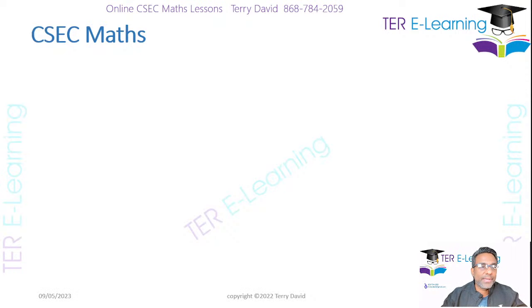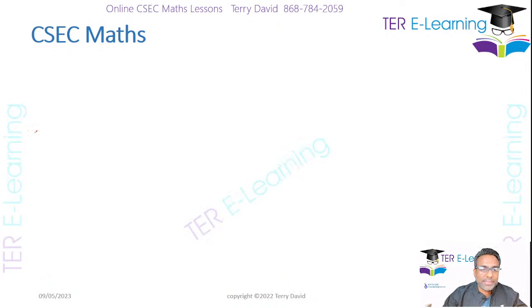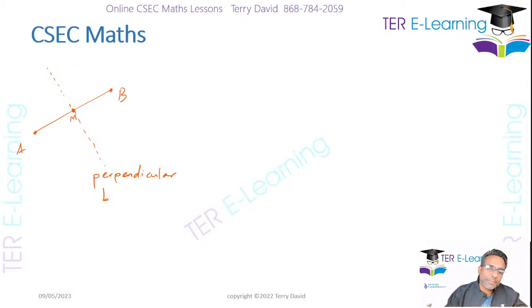All right, now we want to find the equation of the perpendicular bisector. That's what we want. Now, here's what a perpendicular bisector is. If I have a line segment, so this is A here, and let's say this is B. Your perpendicular bisector actually passes through the midpoint of your line. So this dashed line that I'm drawing here is what we call our perpendicular bisector.